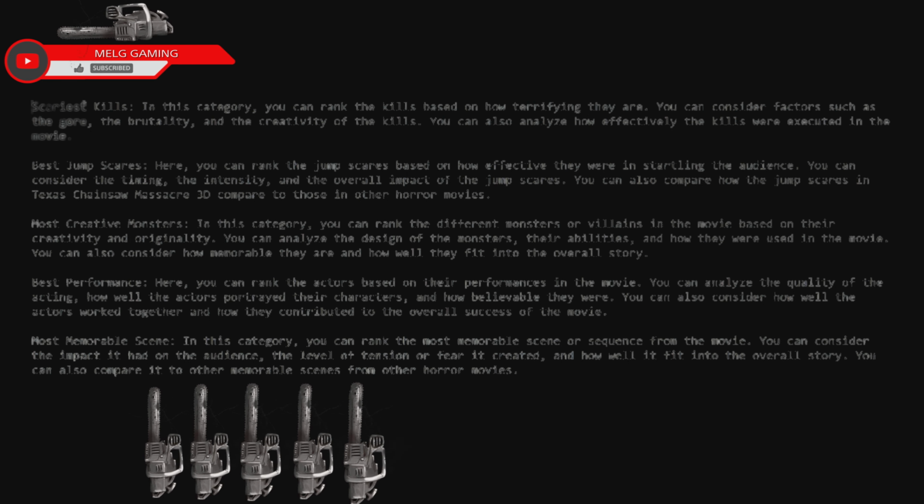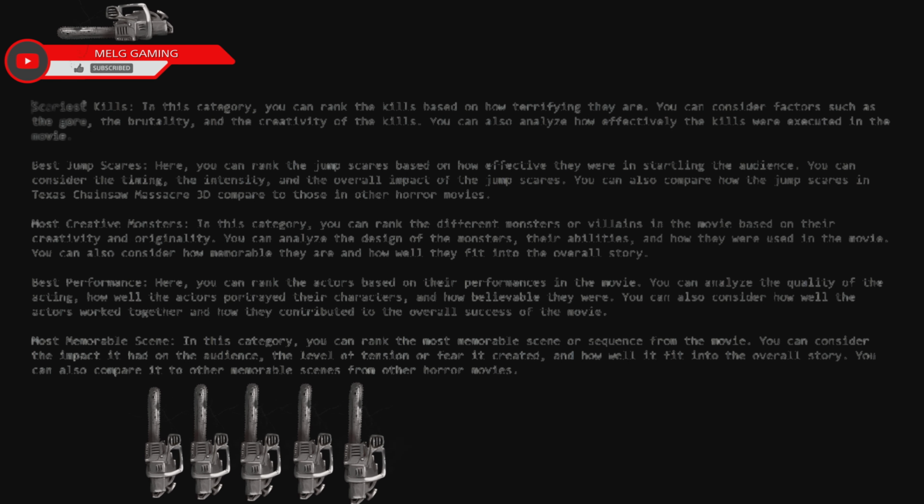The second category we're going to be grading is best jump scares. Here you can rank the jump scares based on how effective they were in startling the audience. You can consider the timing, the intensity, and the overall impact of the jump scares. You can also compare how the jump scares in Texas Chainsaw Massacre 3D compare to those in other horror movies.